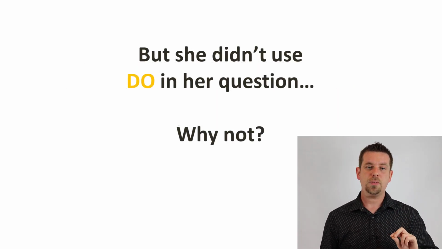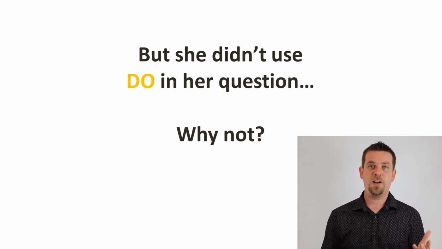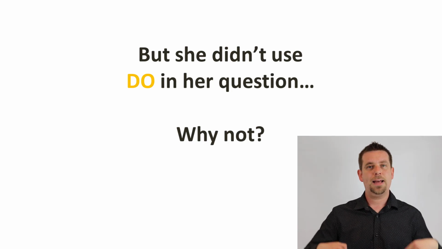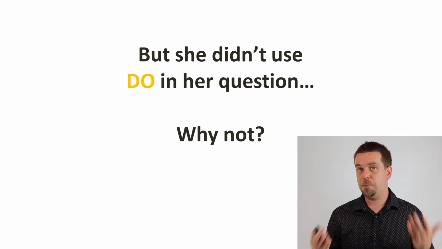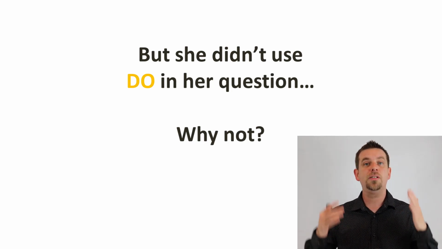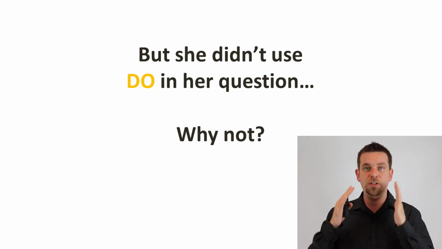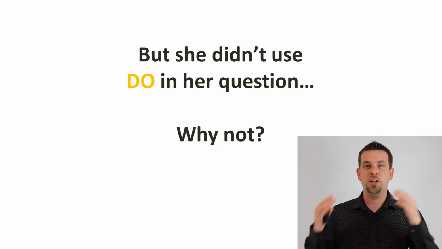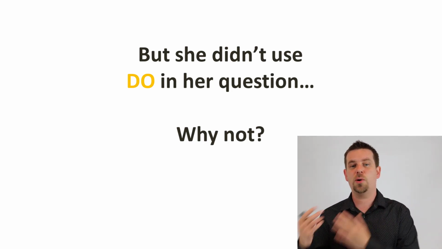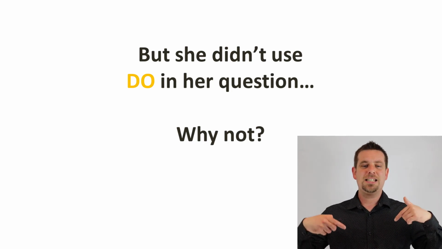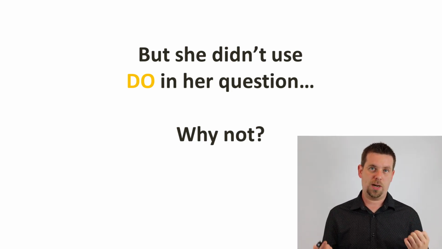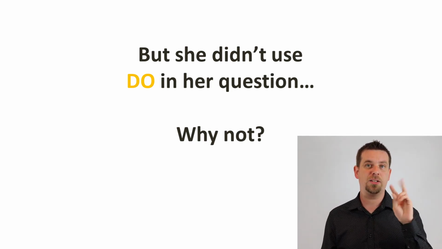Because I remember one time I was teaching an Italian student, a friend of mine now, Mauro, and he told me one time he was listening to an American woman speak, and he said, but she did not use the do in the question. She did not use the auxiliary verb correctly in the question. And I was like, yeah, I know, but why not is the question? Because we have two kinds of questions.